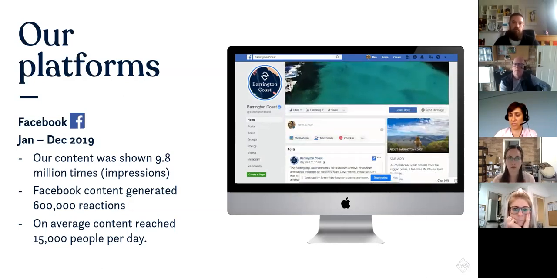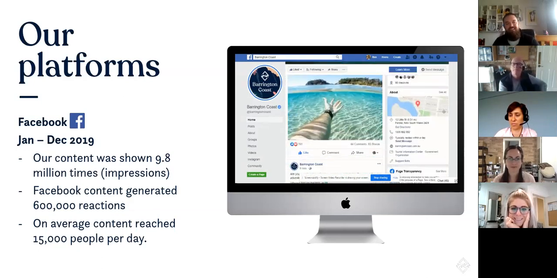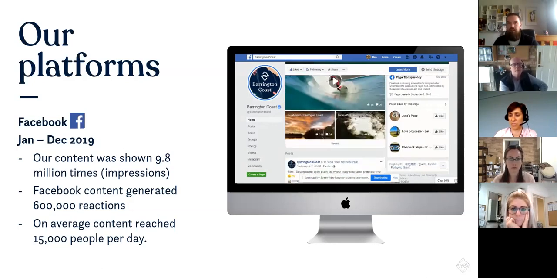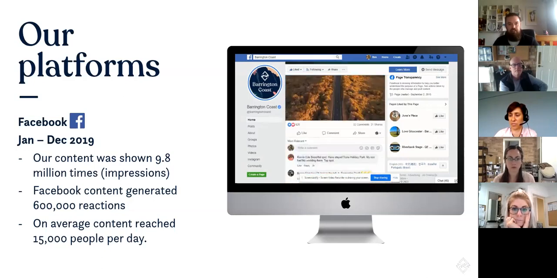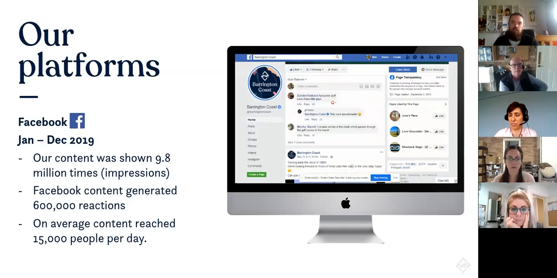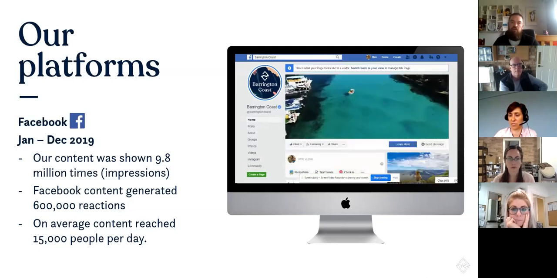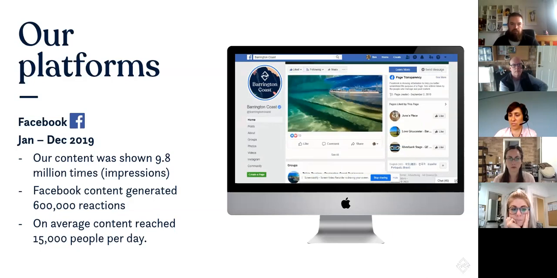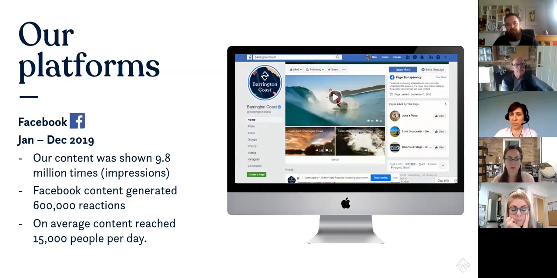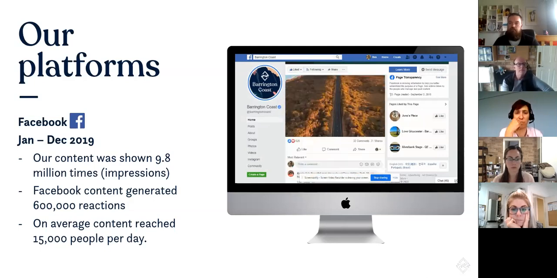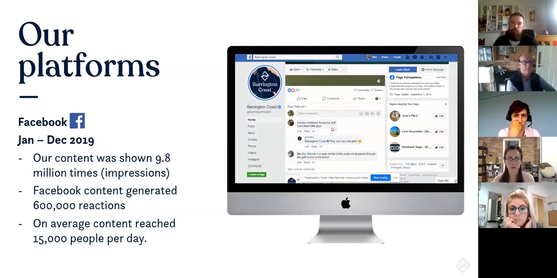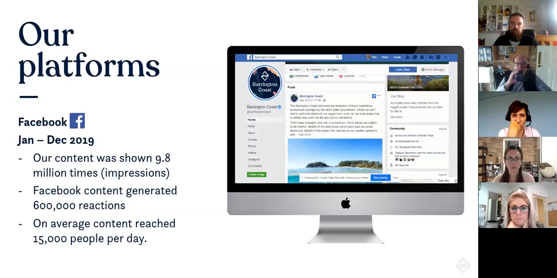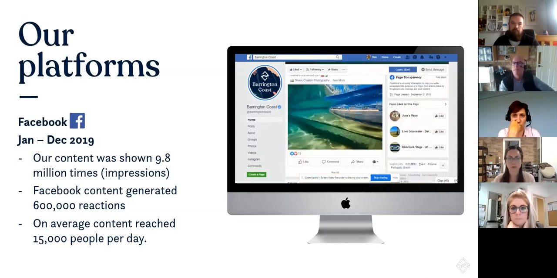And I suppose this is a bit for us to show off what we do as well, this slide. So last year, our content was shown 9.8 million times. So that's impressions again. So that's how many times the piece of content is shown. And our content generated 600,000 reactions. So you can say that about 30 to 40% of those were comments that we also replied to. That's a lot of comments to reply to, and the team do well to get back to everyone. And on average in 2019, our content was shown to 15,000 people per day on Facebook. So we post every day, and every day on average 15,000 people were seeing it. So you can see the sort of impact it has to be consistent.